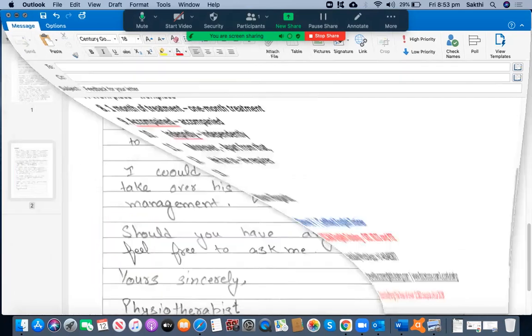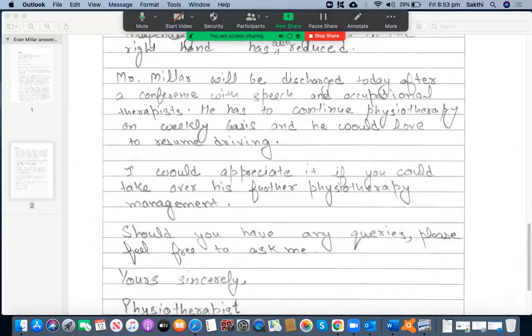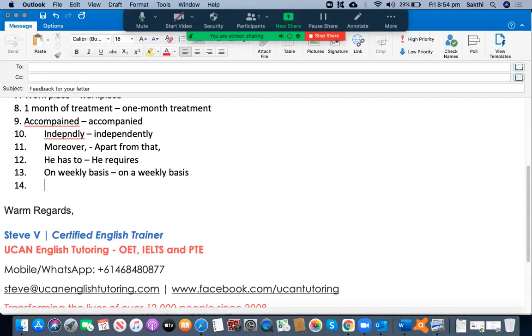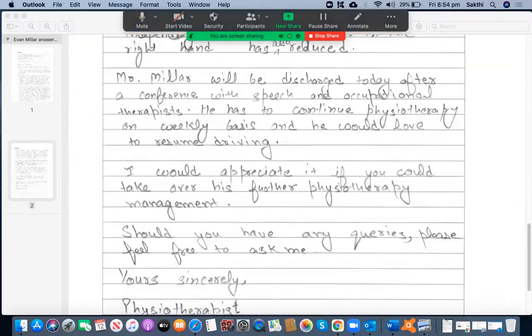Or it is really important to continue something. Okay, that could have been much better as well. To continue physiotherapy on weekly basis. That's wrong. Whenever you write basis, you always have to use a before that. It must be on a weekly basis. That could have been much better. All right, let's go to the next one.